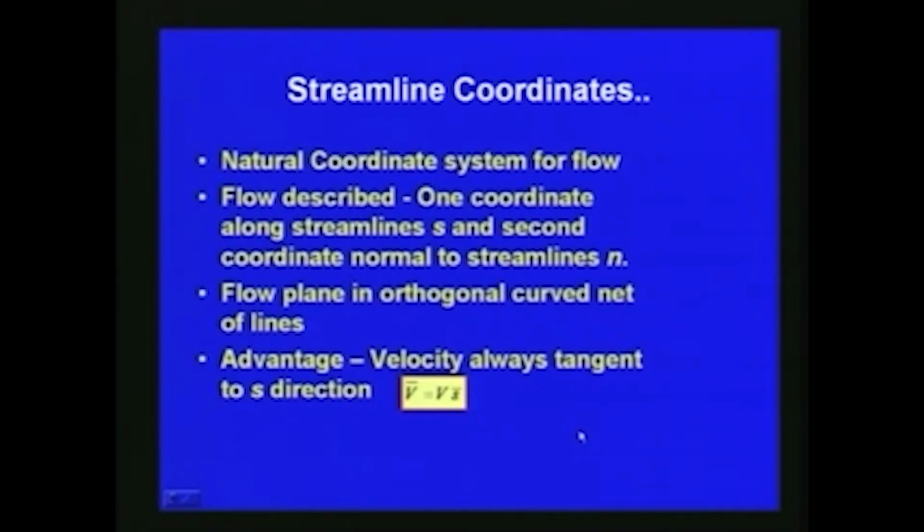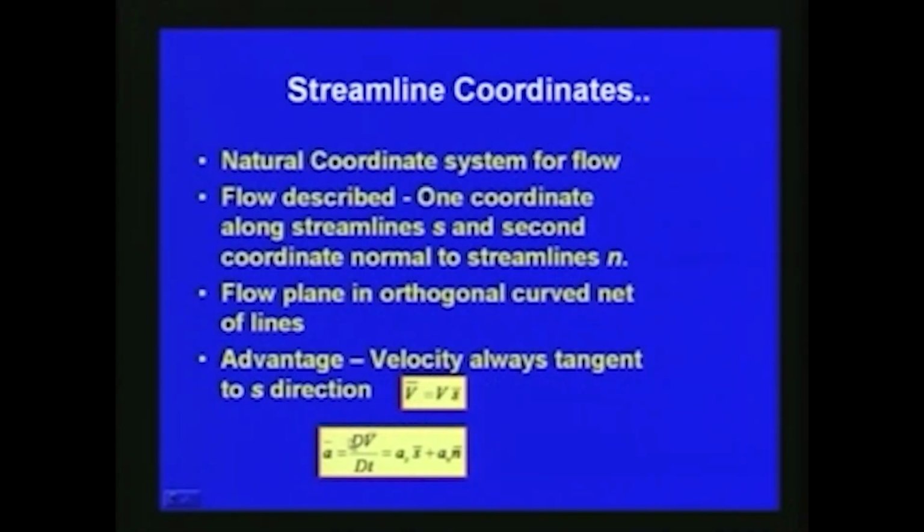Many times we will be describing the flow system with respect to the streamline coordinates, since it has its own advantages compared to the other coordinate systems which we generally use in mechanics. And the acceleration is described as dv bar by dt, which is as times s bar plus an times n bar, where as and an are the acceleration components in the direction of the streamline and its normal direction.